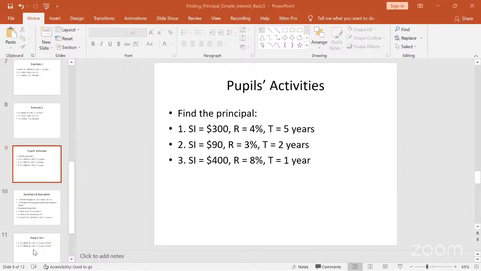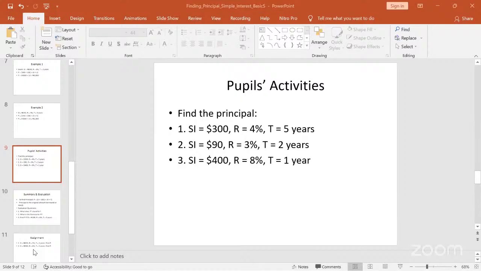Okay, let's do it together. That will be 90 times 100, which is the simple interest times 100, all over 3 times 2, which is 9,000. So 1,500 is actually correct. I thought it was Naira, so I changed it to dollars.